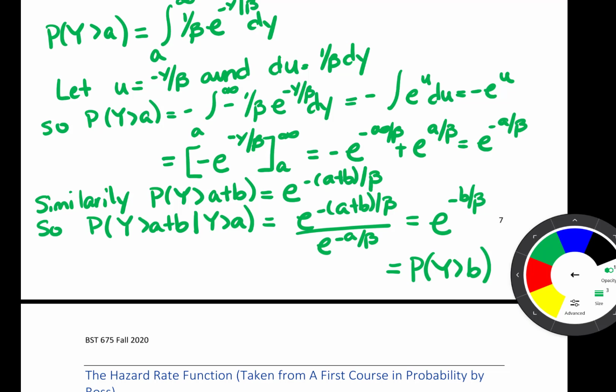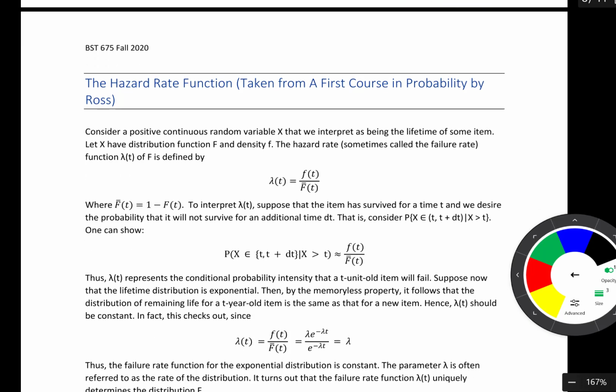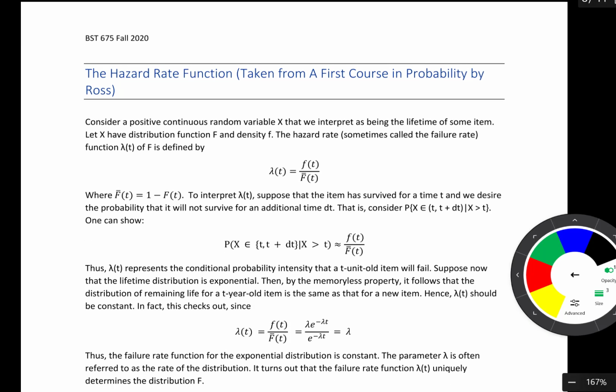So why is this property useful? Well, the reason it is, it relates to what we call the hazard rate function. So consider a positive continuous random variable X that we interpret as being the lifetime of some item. Let X have distribution function F and density lowercase f. The hazard rate, or sometimes called the failure rate, function lambda of t of F is defined as follows, where here we have that F complement of t is equal to 1 minus F of t, where that's the CDF.